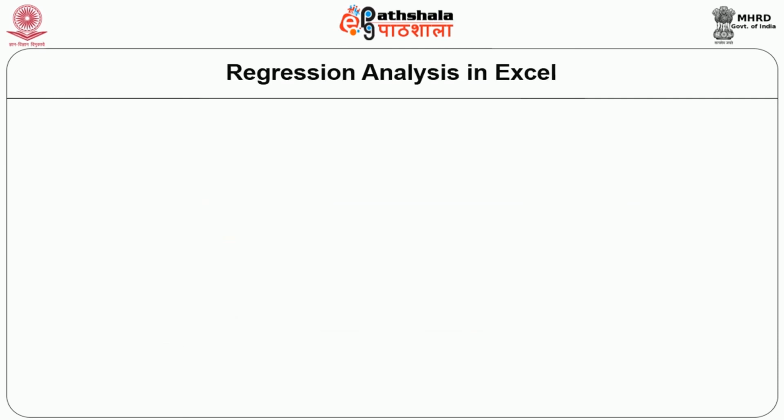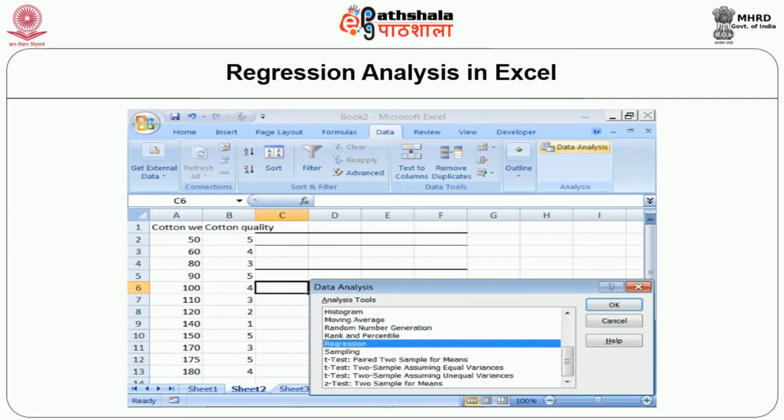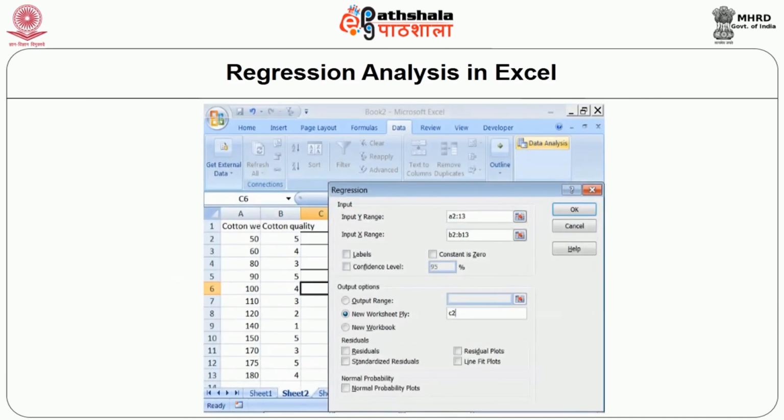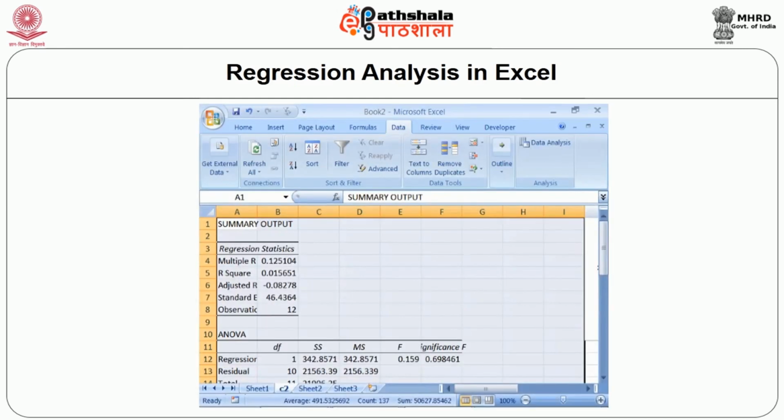Regression analysis in Excel. Enter the data in the Excel sheet, click data and data analysis, select regression and click OK. A dialog box will open. In the dialog box, select X input range as A2:B13 and Y input range as B2:B13. Select output range as new worksheet C2. Click OK. The output will be displayed in the specified output range.